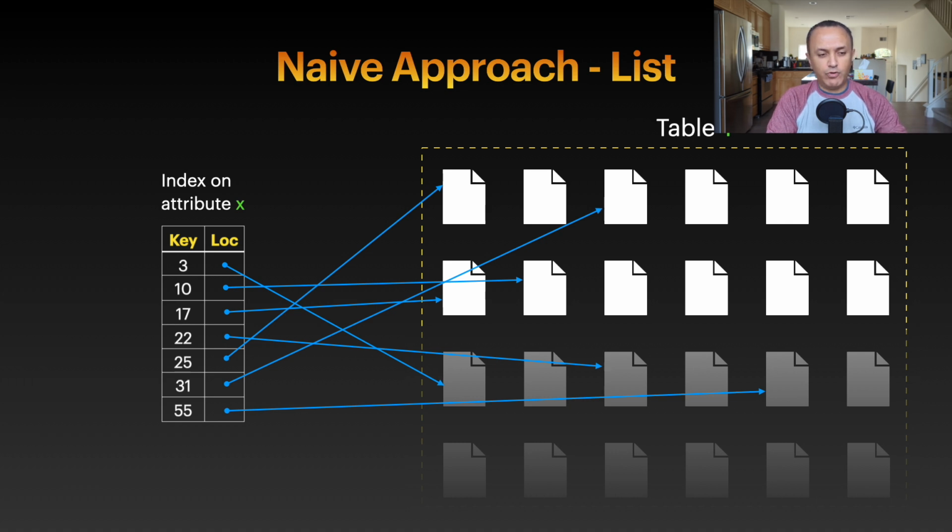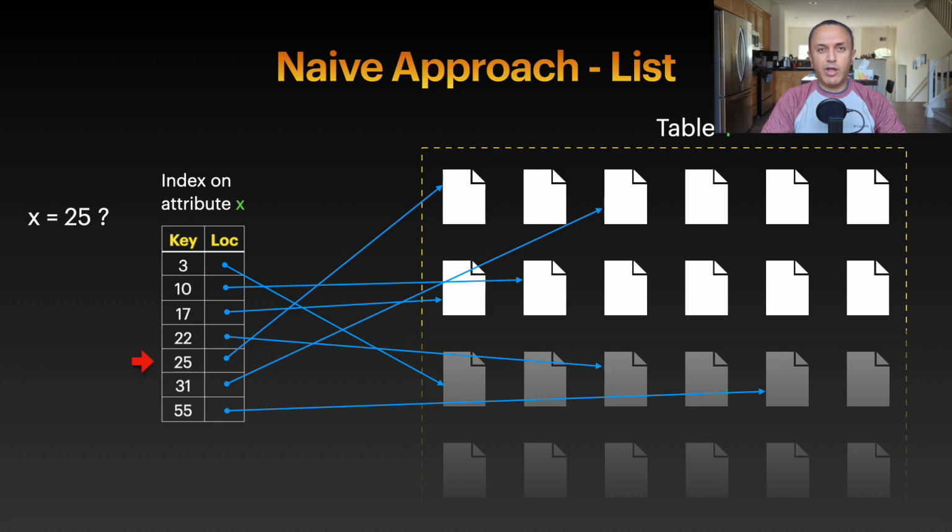So how would we search for a value here? Let's say we're searching for x equals 25. Basically, we're going to scan this list, just like we do with the index at the end of the book, until we reach the value 25, and then follow the pointer to go to the data. Is that good? Yeah, we're not scanning all the table. We're going directly to the page that contains the data, so that's good.